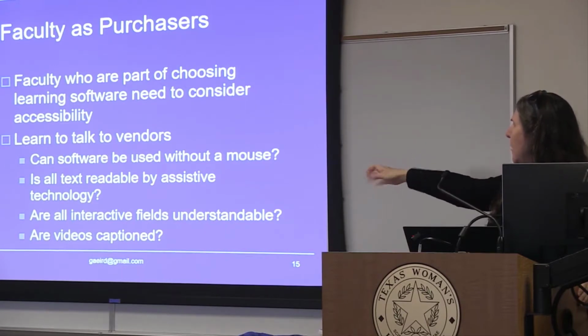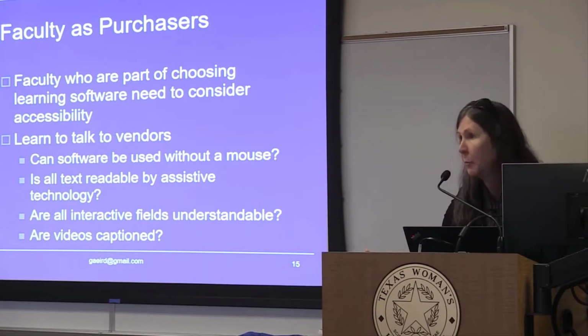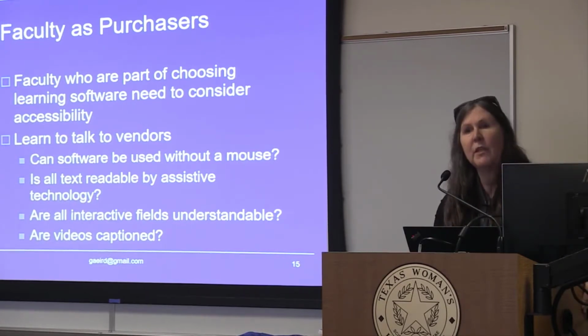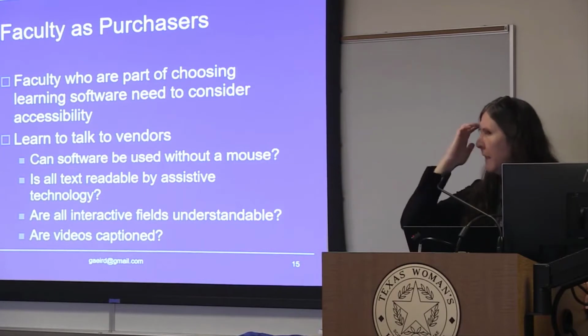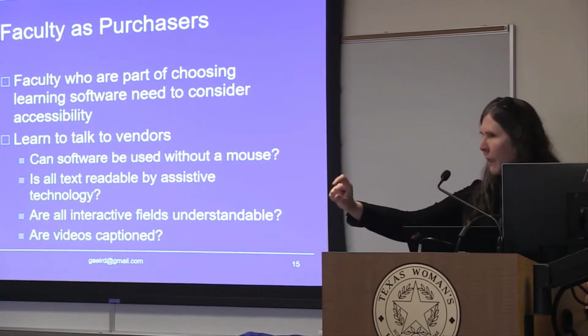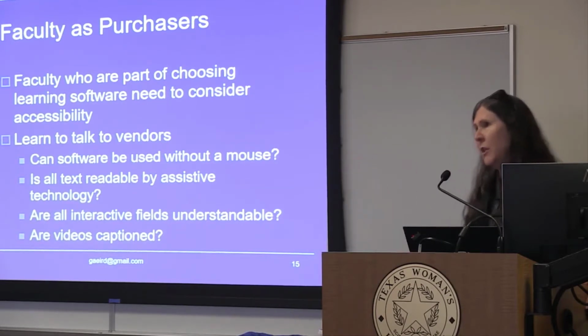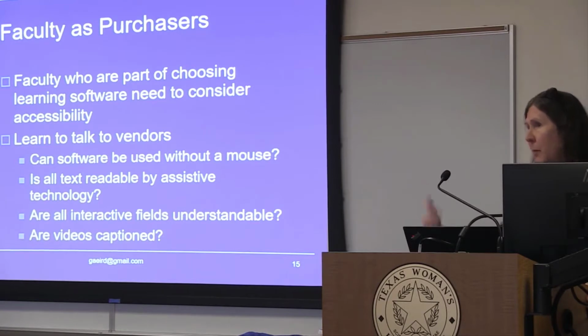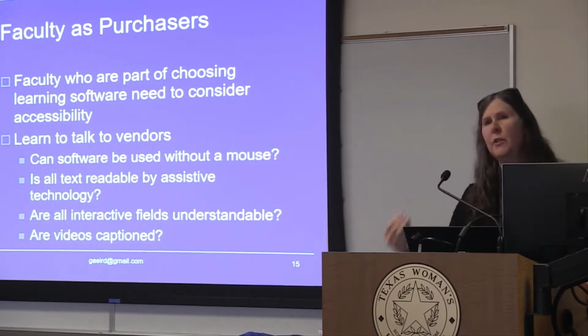Can it be used without a mouse? And then is all of the text really text and not a picture of text? Assistive technology can't read a picture. It needs to be actual individual characters. By the way, one way to check this often is if you can take that mouse and highlight that text and get individual characters, that is a very strong indicator that you have actual text. If it won't select it, that's a good indicator it's not going to be something that your assistive technology can read either.